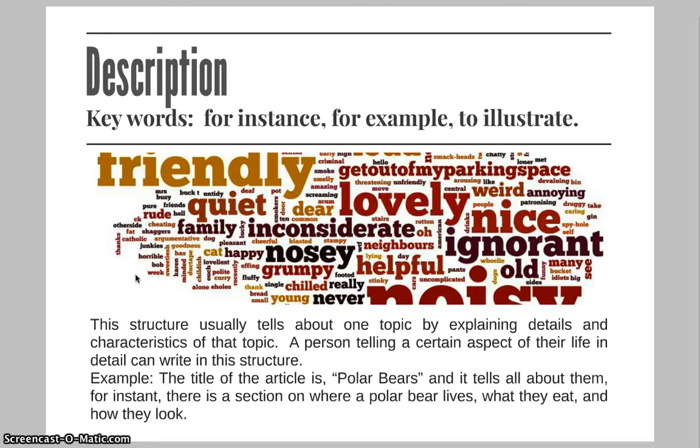The second type of text structure is probably the kind that you see most frequently. It's description. This structure usually talks about one topic and explains the details and characteristics of that topic. A person telling certain aspects of their life in detail can write in this structure. So, for example, the title of the article is Polar Bears, and it tells all about them. For instance, there is a section on where the polar bear lives, where they eat, and how they look.